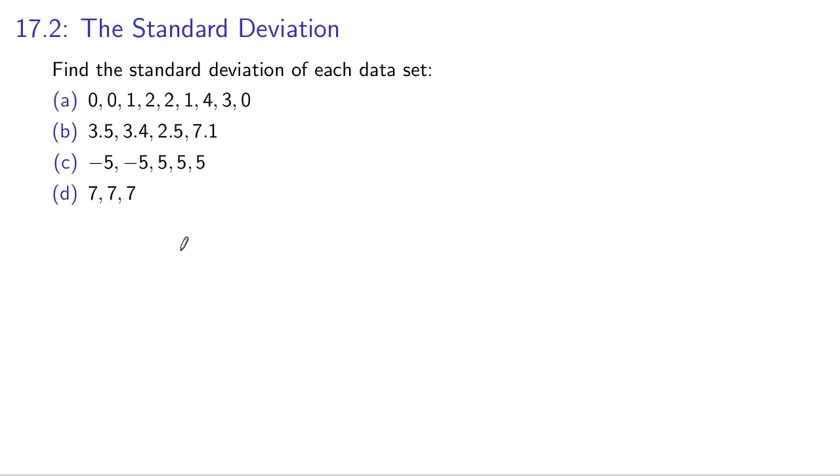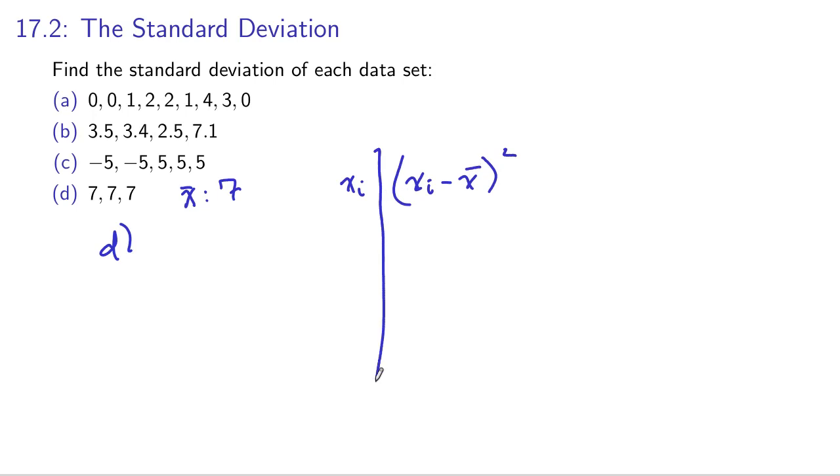And then for D, this is a little silly because the mean is 7 and each of the entries is 7. So when we write our x sub i's and our x sub i minus the mean squared, each of these deviations from the mean is going to be 0 because 7 minus 7 is 0, squared is 0. And the sum is 0, so the variance is 0.